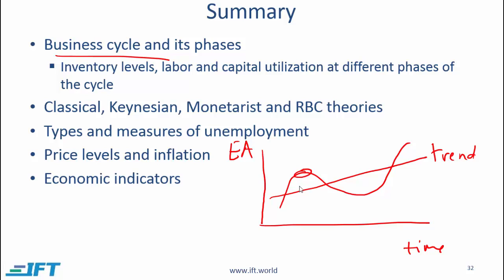Over here, we will have an expansionary gap where the real output is more than the potential GDP. Here we have a recessionary gap where the real GDP or the real output is less than potential. You need to recognize the various phases. This is a peak, this is a trough. Over here we have an early recovery, a late recovery. This would be a slowdown.